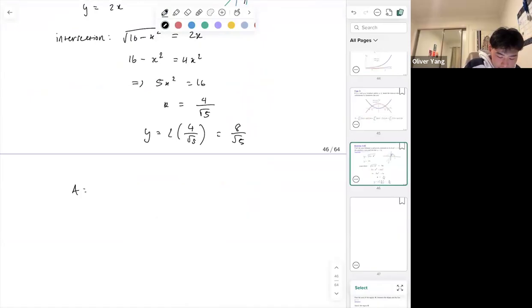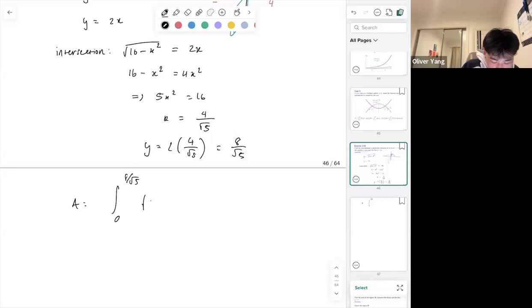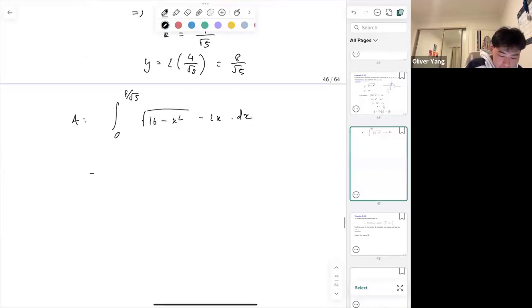So our area is going to be from 0 to 8 on root 5. And the top function is going to be our semicircle, right? So it's going to be the square root of 16 minus x squared, minus 2x, dx. And we know that the square root of 16 minus x squared, when we integrate that, would be arc sine, right? So we're just going to do that. And then the other integral is pretty chill, right?